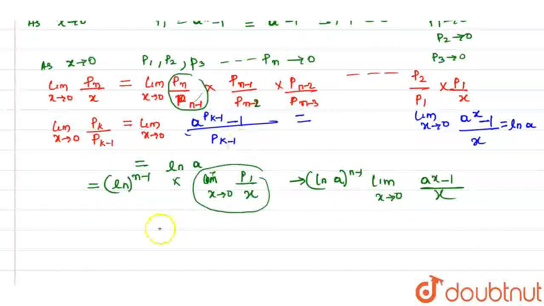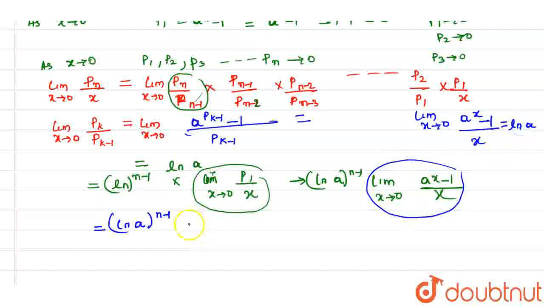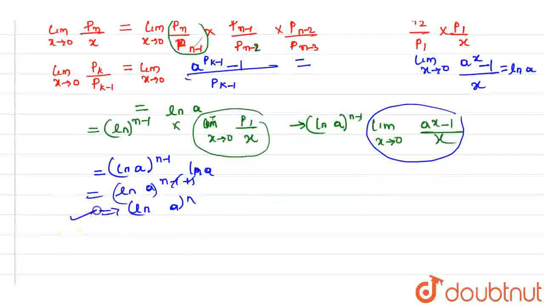Now moving on further, I can write log A raised to the power n minus 1, and this is the value of log A. So log A to the power n minus 1 times log A, the plus 1 adds up, so the final answer is log A whole power n. This is the final answer.